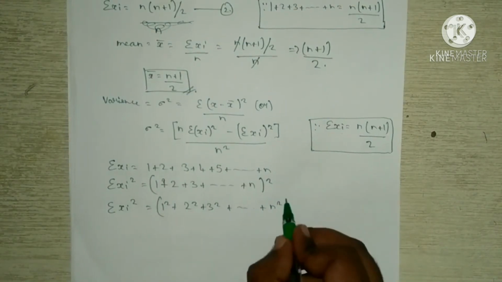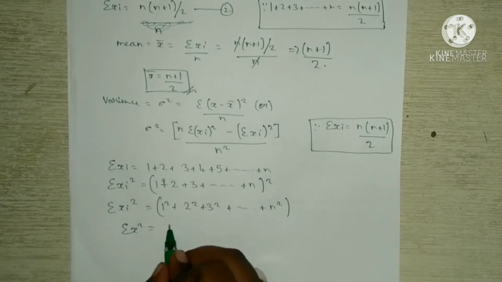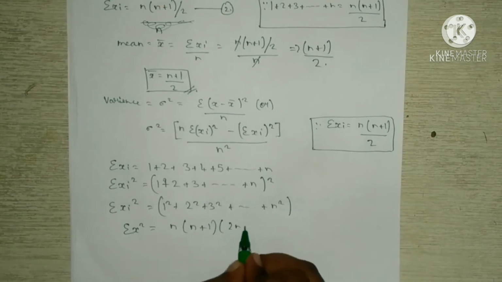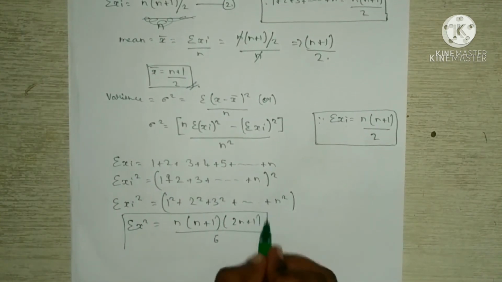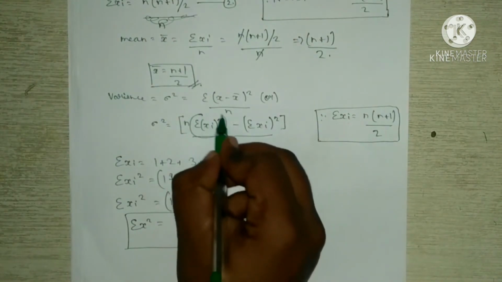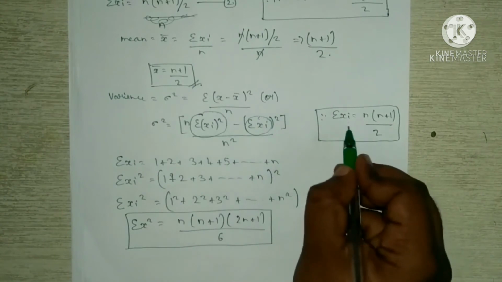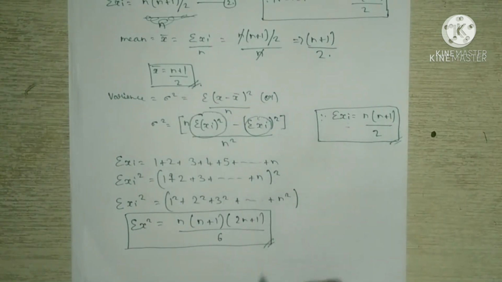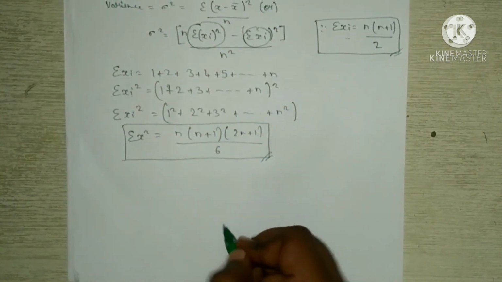This can be written as summation x square equal to n into n plus 1 into 2n plus 1 whole divided by 6. This is the summation x square. You can substitute summation x with the help of the earlier condition. Now substitute in the variance formula.